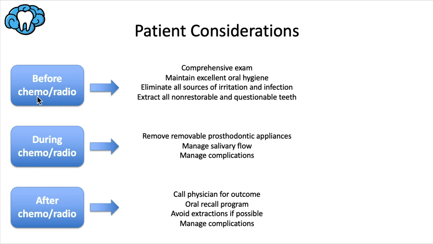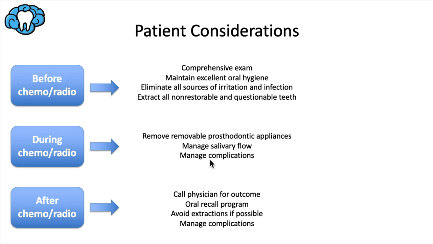Okay, how about during cancer treatment? Removable prosthodontic appliances should be removed for the duration of cancer therapy to avoid irritation of the mucosa. The only exception to this would be something that is really well fitting. Now, ideally, we would have that prosthesis perfectly adapted to that patient's ridges in this pre-chemo-radio stage, but that's not always possible. We want to manage their salivary flow with a medication like pilocarpine if needed, because low salivary flow and xerostomia that results contributes to a lot of the oral complications that we'll discuss in the next slide. And we'll also, in the next slide, talk about how to manage those.